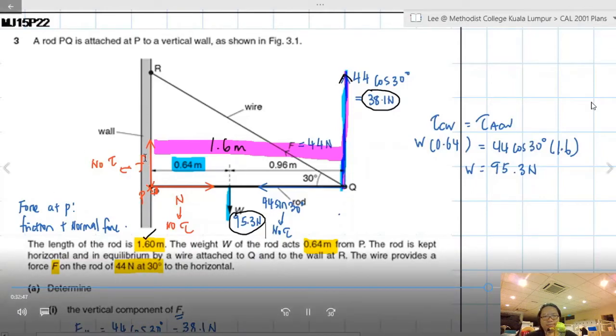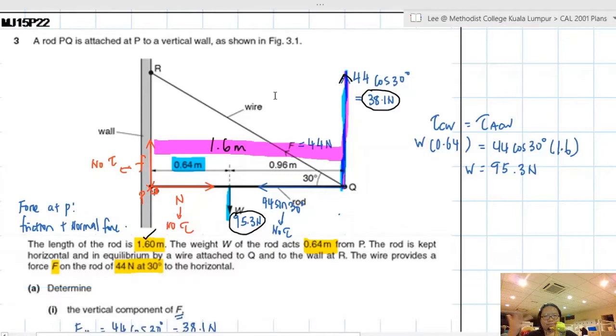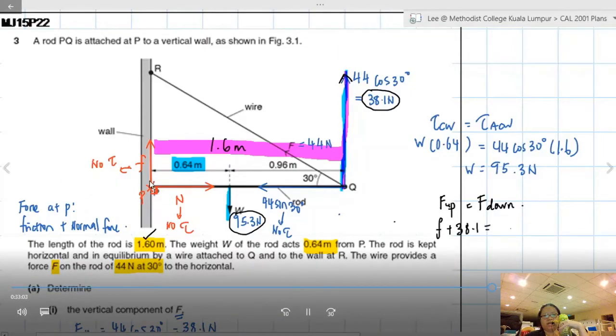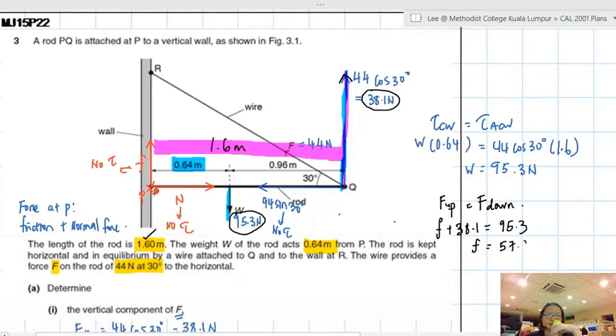Okay? 38.1 is not enough. Okay, so there's a friction because the weight will cause the bar to actually fall this way. Okay, this end of the bar is very likely to slide downwards. Okay, so we just move things around now. And then you can find your F. I don't think they need you to find F. But this is just roughly to show you if they ask you to find F, what to do.